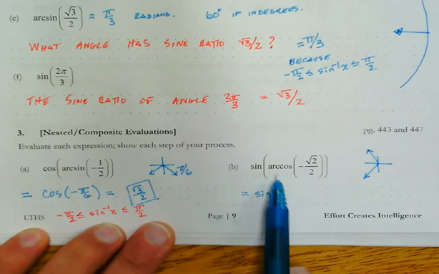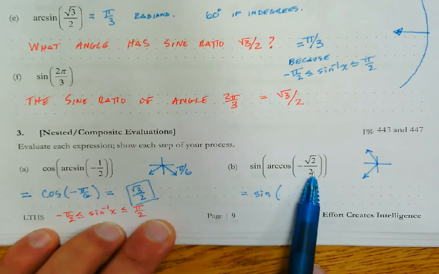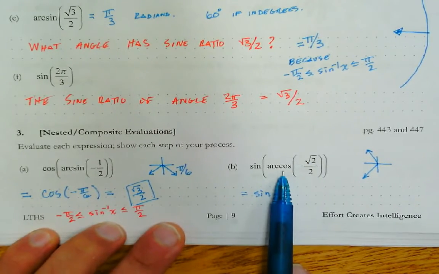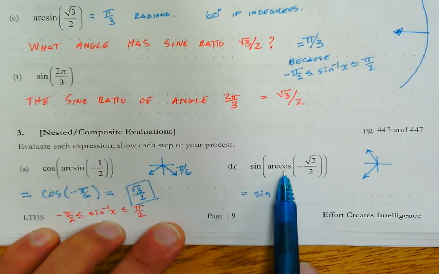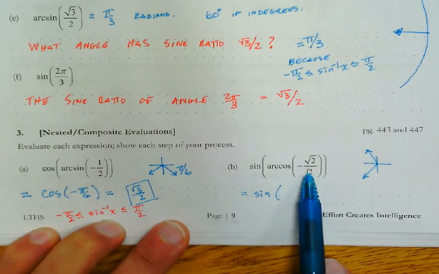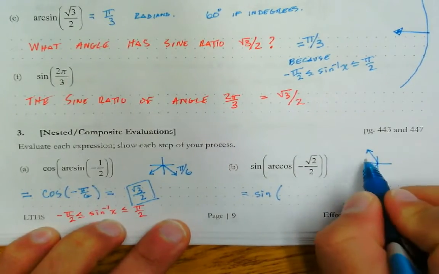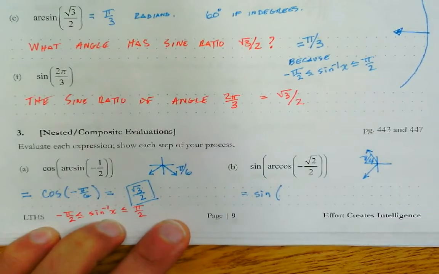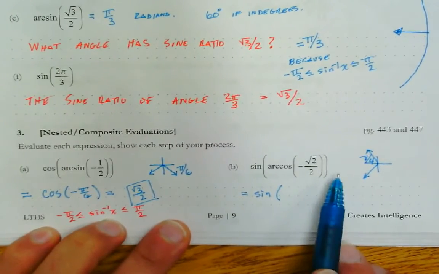Well, here we have the inverse cosine of -√2/2. So we can think of this as saying, what angle has a cosine ratio of -√2/2? We know that the cosine is negative in quadrant 2 and quadrant 3. We know that our reference angle is pi/4. So we have to think about what's going to be my answer.